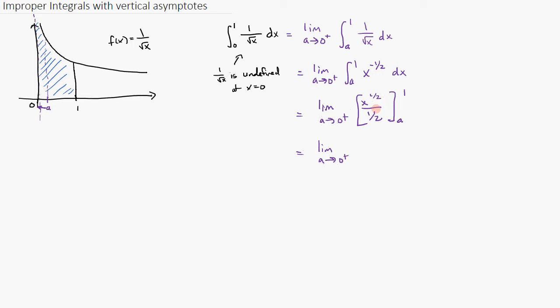Now plug it in. At 1, when x equals 1, this is 1, and then this 1/2 becomes a 2. And then at a, again I bring the 2 up, so that becomes square root of a. And then as a goes to 0, this goes to 0. And so the value of the integral is equal to 2. So again, even though the region extends to infinity vertically, this actually has a finite area.